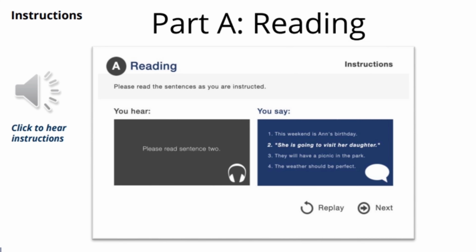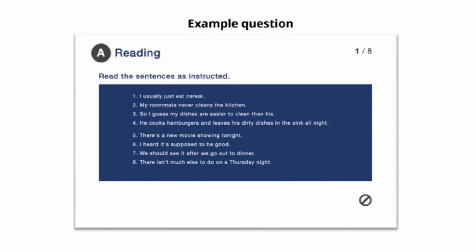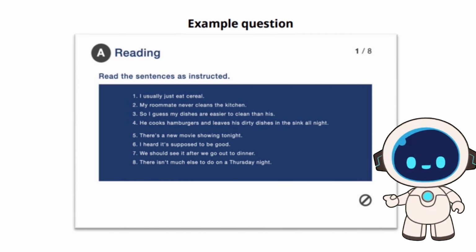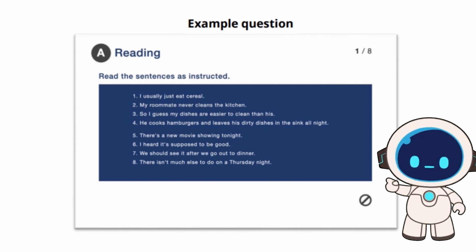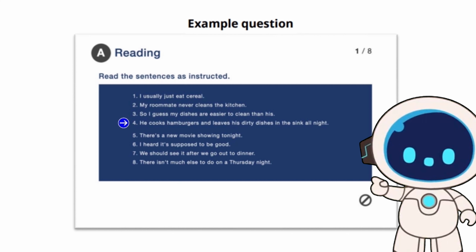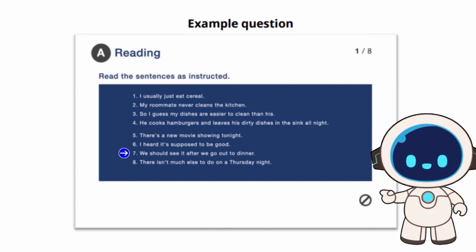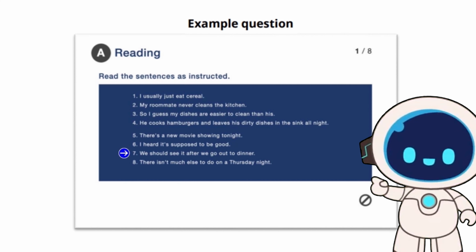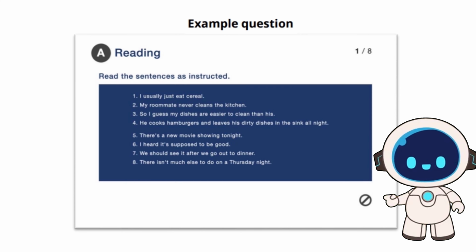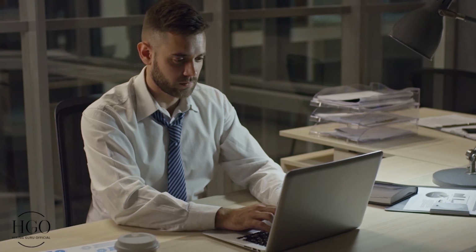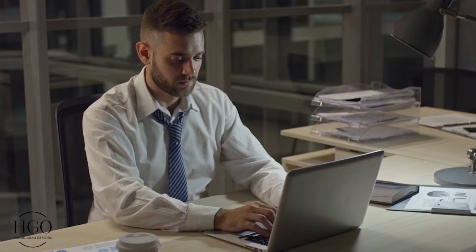Let's move on to our first section, Part A, which is reading. In this section, you will see 8 sentences on your screen, and an automated machine, or you can call it a bot, will ask you to read the sentences randomly. For example, the bot will say, please read sentence number 4, and you will read sentence 4 displayed on your screen. Then the bot will say, now read sentence number 7, and you will proceed with sentence 7 and so on. आपको 1, 2, 3, 4 sequence में sentences नहीं बोलने. Bot आपको randomly sentences read करने को बोलेगा.